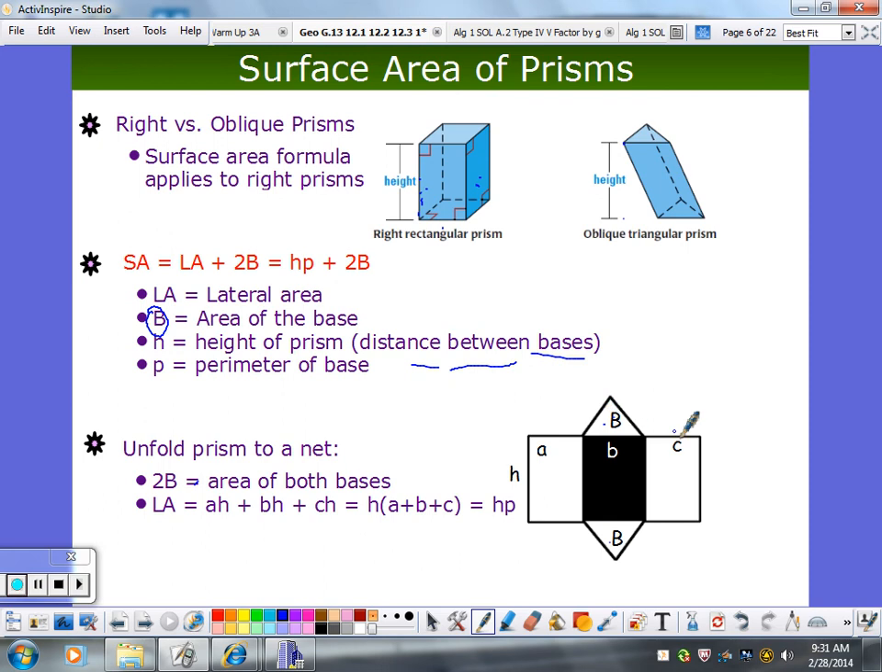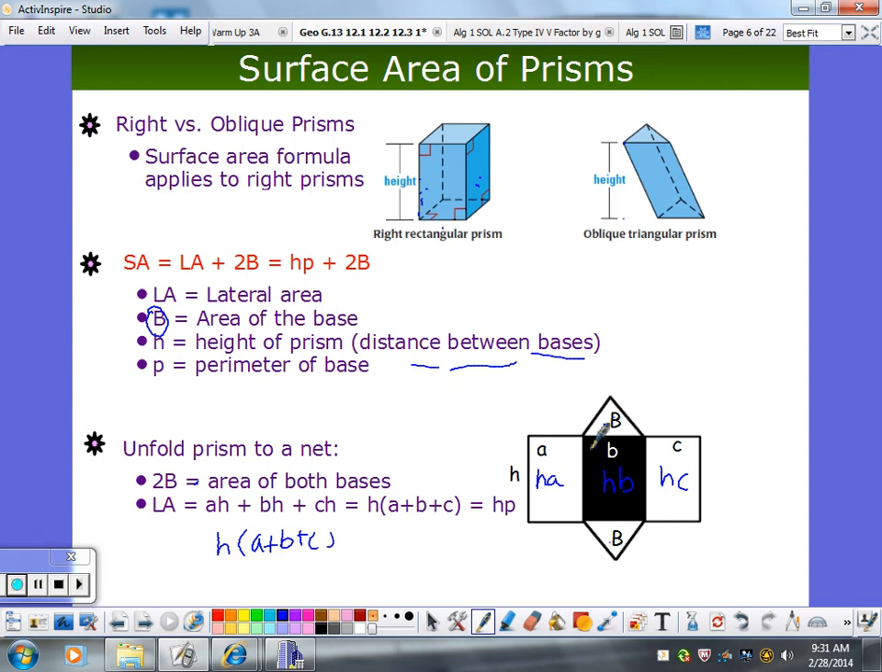But remember, we're just unfolding it. So how do I find this area if this is my height? Well, to find the area of this one, it's h times a. To find the area of this one, it's h times b. And this one is h times c, right? I add those up, and that's how I get the lateral area. Here I am adding them up. I'm noticing that h is a common factor, so I just took it out.